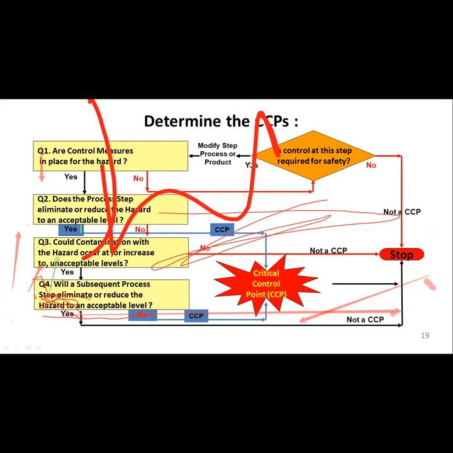You have to decide on the basis of the scoring for probability and severity that I have explained. If both the probability and severity scores are high, then it should be a CCP. Using this method, ask whether a subsequent process step will eliminate or reduce the hazard to an acceptable level. If the answer is yes, it is not a CCP. If no, it will be a CCP. For any plant or process, you have to check through this decision tree whether a hazard could be a risk and whether it comes under a CCP or not.